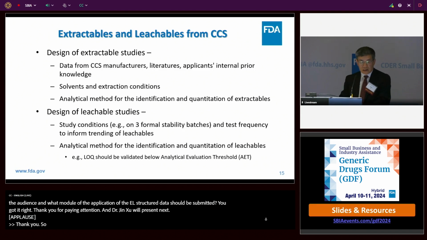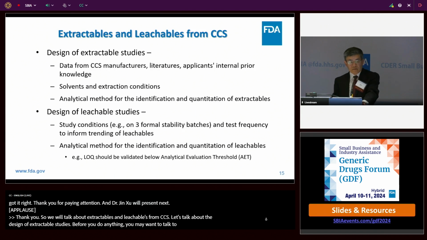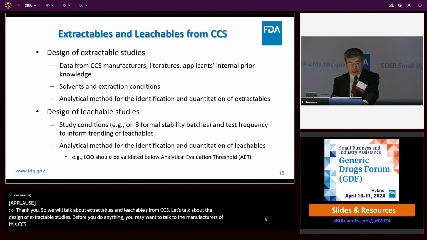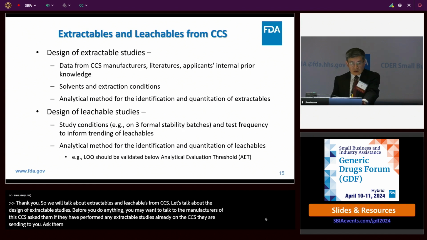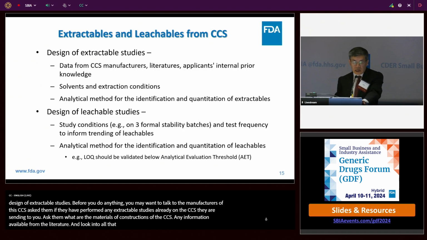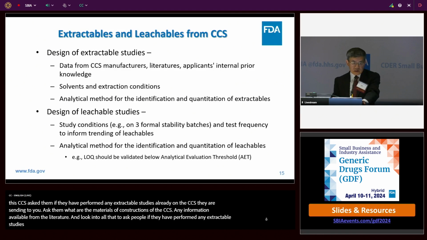So before you do anything, you may want to talk to the manufacturers of the CCS. Ask them if they have performed any extractable study already on the CCS they are selling to you. And ask them what the materials of construction of the CCS are, any information available from the literature, and look into your own lab to ask your own people if they have performed any extractable study on the same CCS or a CCS that has similar components.